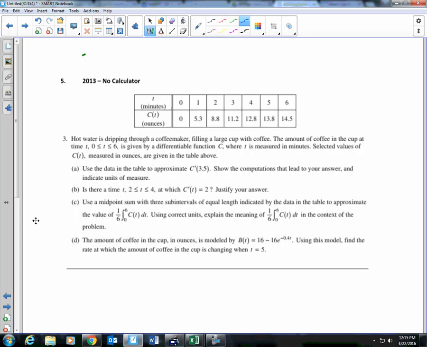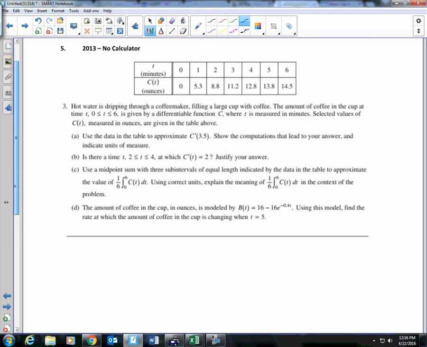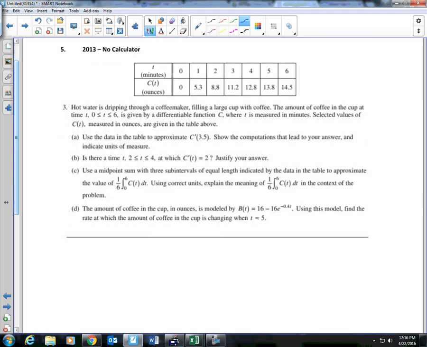This one has table values instead of the function piece. Hot water is dripping through a coffee maker, filling a large cup with coffee. The amount of coffee in the cup at time t is given by this differentiable function up there, where t is measured in minutes. Select values of C of t, measured in ounces, are given in the table above. First things first, C of t, is that the amount or is that the rate? It's the amount. This is an amount function, not a rate function.